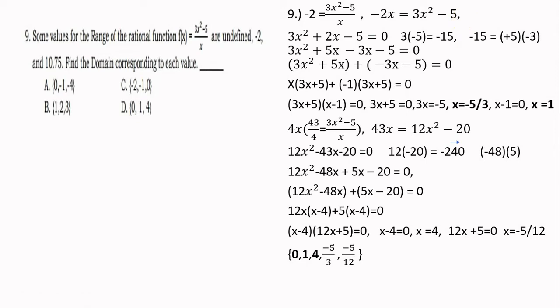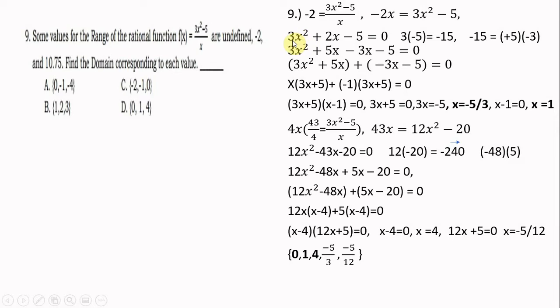Afterwards, transpose -2x to the right side, it becomes positive 2x squared. So here it is: 3x squared plus 2x minus 5 is equal to 0. So this is a quadratic equation already, so we are to factor it out.